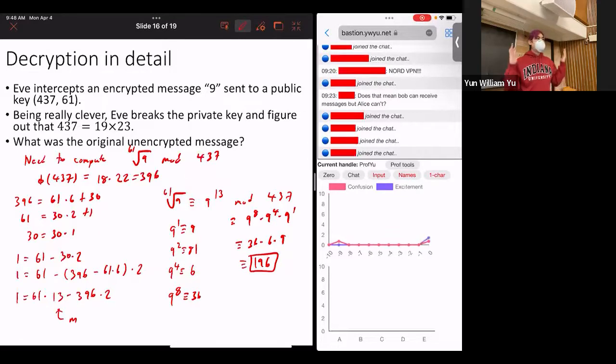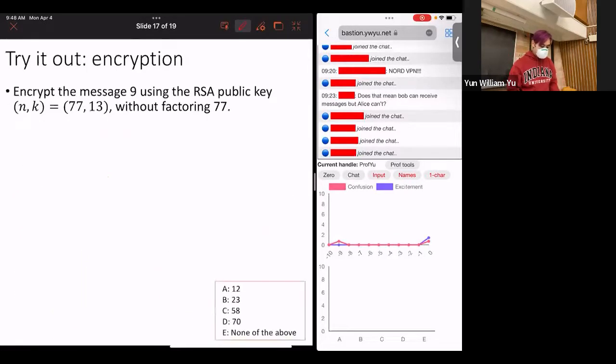Okay, you all now know RSA encryption. You all can actually send secure messages to each other now. So let's do it. Let's try it out. Encrypt the message 7 using the RSA public key n, k equal to 77, 13 without factoring 77. Of course, it doesn't really matter if you factor it, but try to do it without.